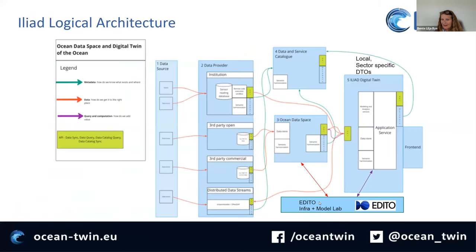So never mind the complexity of this. I'm using this architecture, it's an Iliad logical architecture. And since we are talking about best practices here, I want you to notice that there are a lot of components along the value chain, the pipeline, where actors need to be able to understand each other, so we need to have best practices for making this actually happen. So we have the data source, you have data providers, you need to catalog the data and the services, and you have an ocean data space, and then eventually twins. And I'm also showing here that EDITO, so the core infrastructure and core models, or basic models, are also a part of this picture.